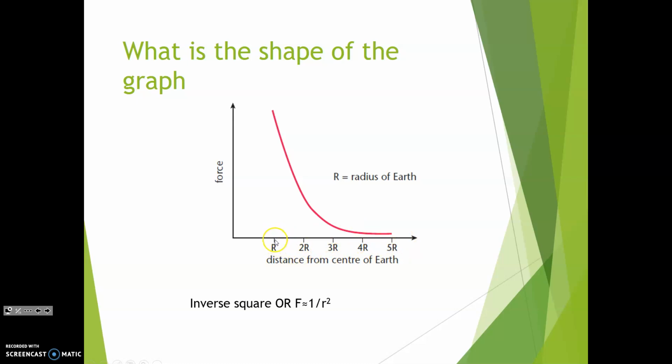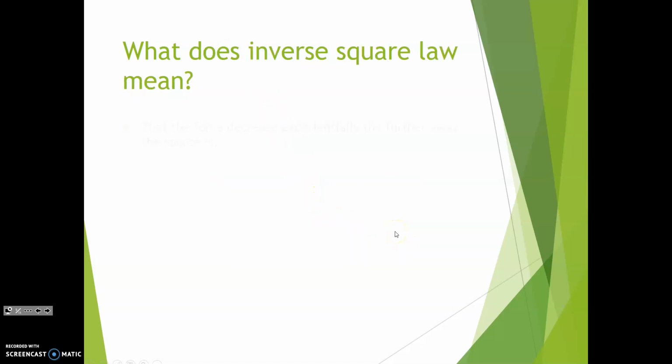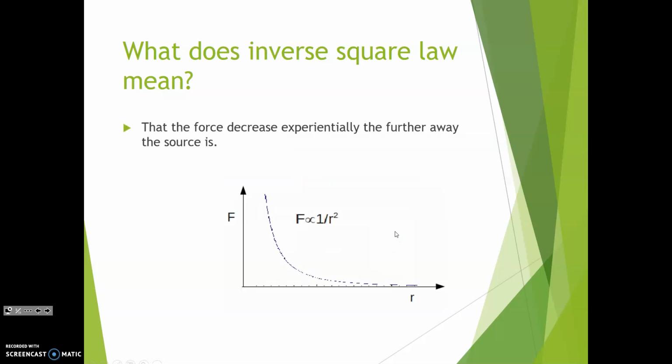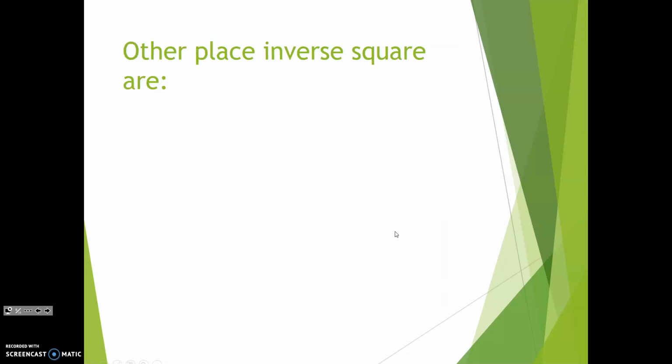So if we're 1 radius unit away from the Earth, gravity is this one. If we're 2 radiuses, we're not just twice as less or half as much, but we're actually going to be half squared or a quarter. If you're at 3 times as far, you're going to be 3 squared or 9 times. 4 squared, 16 times decreased in your gravity. 5 squared, you're going to be at 25. So you're going to have this exponential decrease. So the force decreases exponentially the further away you go. This is what we refer to as the inverse square law.